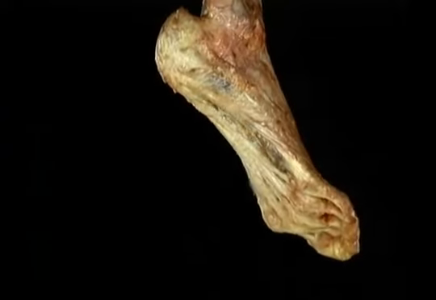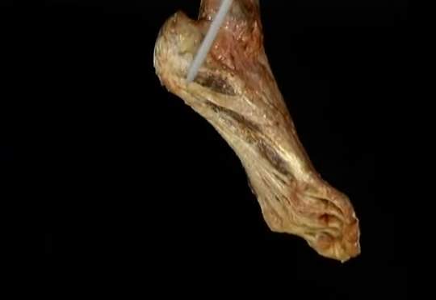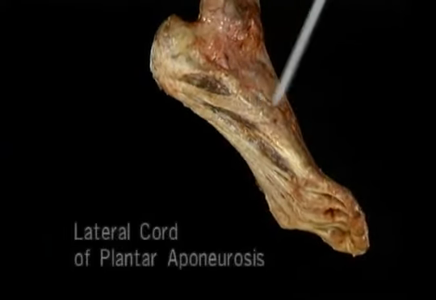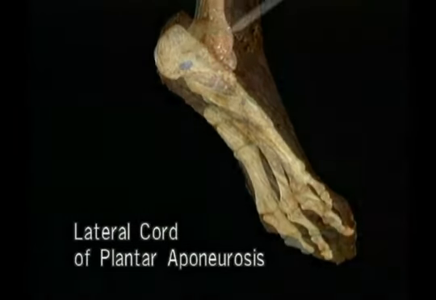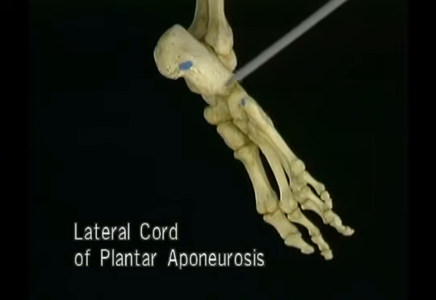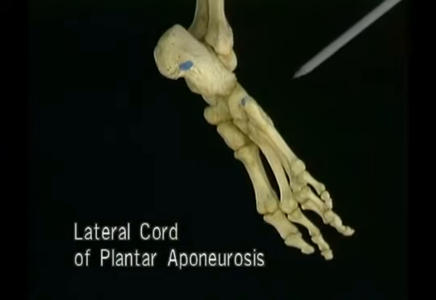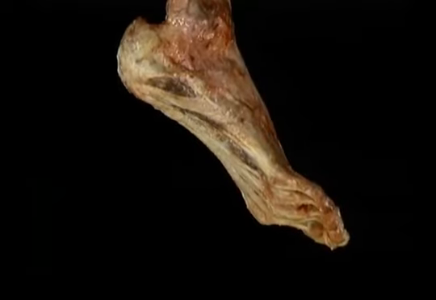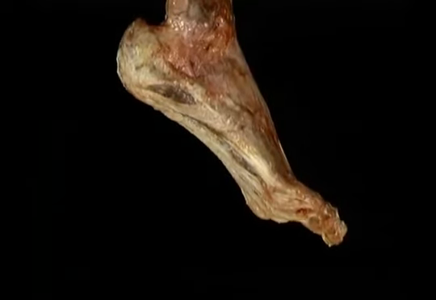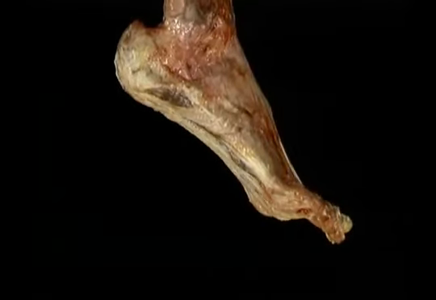Here on the lateral side, there's a marked thickening of the plantar fascia called the lateral chord of the plantar aponeurosis, which goes from here on the calcaneus to here on the base of the fifth metatarsal. The lateral chord of the plantar aponeurosis helps to support the longitudinal arch of the foot on the lateral side.